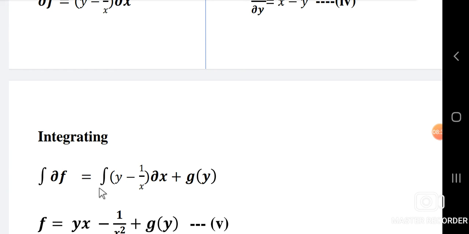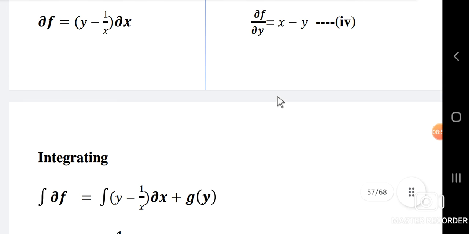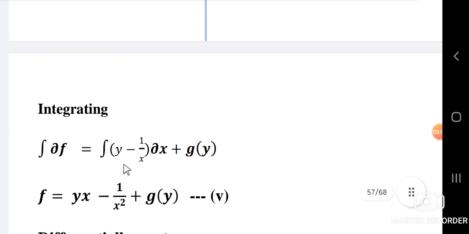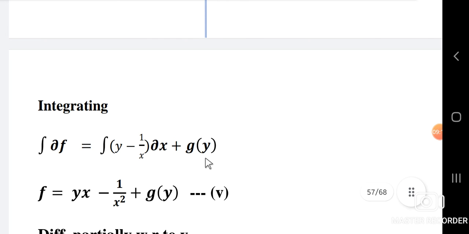Integrating with respect to x partially, we should not write the constant c. Instead we should write a function other than x, so it will be a function of y in place of the constant c. Since we have used the term f, I use the term g here. So we should write the function g of y. Whenever you integrate partially, the constant should not be there, it should be a function only. You can remember it like this: if it is with respect to x, you write a function of y only.